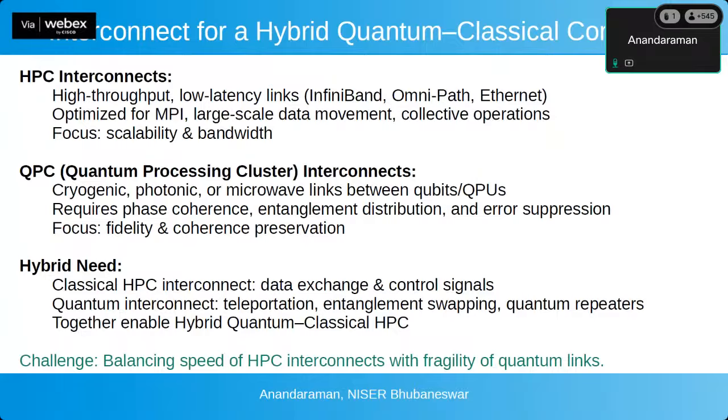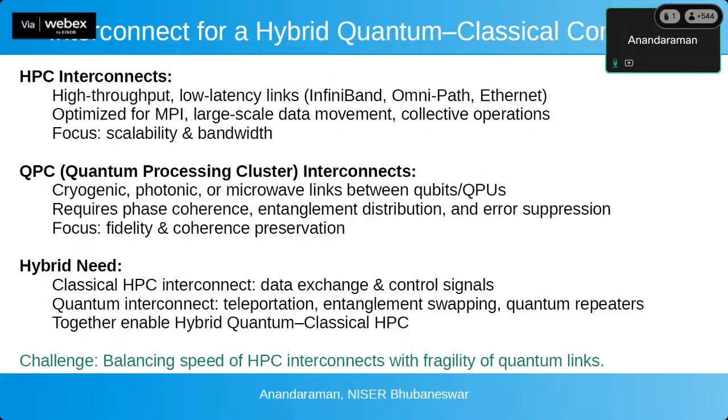So the quantum processing cluster interconnect is cryogenic, photonic, or microwave links between qubits. QPU requires phase coherence, entanglement, error suppression, so fidelity and coherence preservation. So we need both: classical HPC interconnect for data exchange and control signals, and quantum interconnect for teleportation, entanglement swapping, quantum repeaters. Both are needed actually.